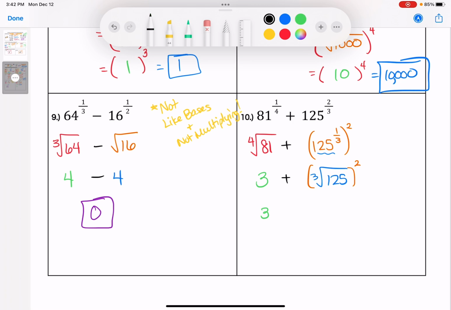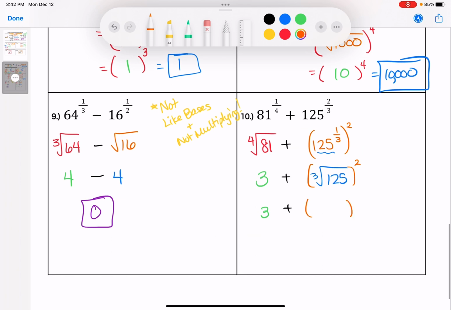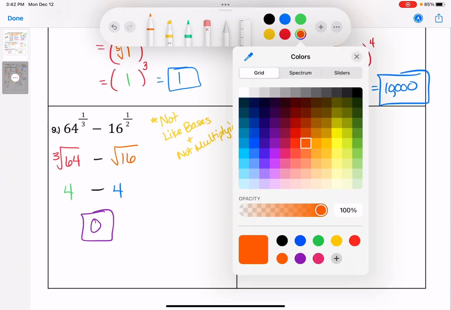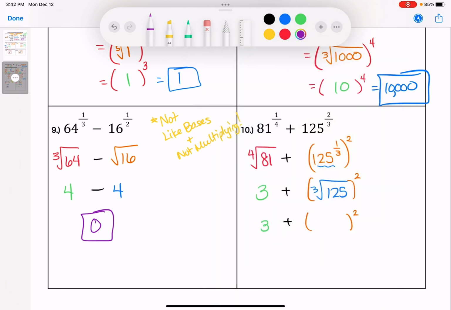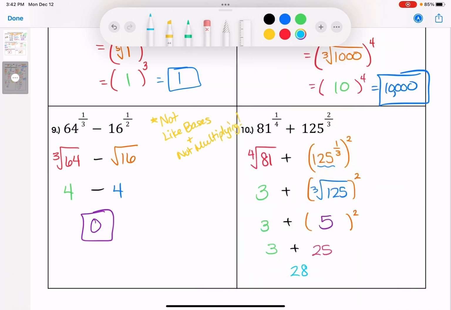Let's see. So then I have the 3rd root of 125. What times itself 3 times gives me 125? We did that earlier, didn't we? That would be 5. 5 times 5 is 25. 25 times 5 is 125. So 5, but I'm not done. Now I need to do 5 to the 2nd power. 5 to the 2nd power is 25. So I really have 3 plus 25. So my final answer would be 28.